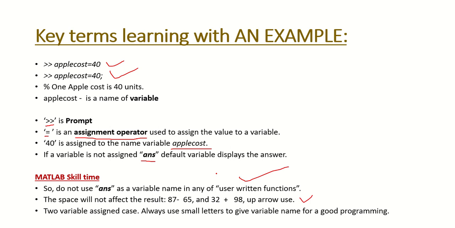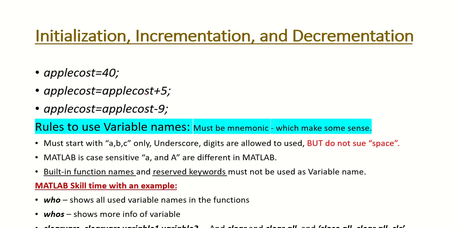Okay, going further, what is the two variable assigned case? I just showed it, for G90 and G89, how it works. It will overwrite with the new value. That is already discussed. Next: initialization, incrementation, and decrementation. Initialization means once you initialize 40, how it will increment and how it will decrement. We will see this example also.